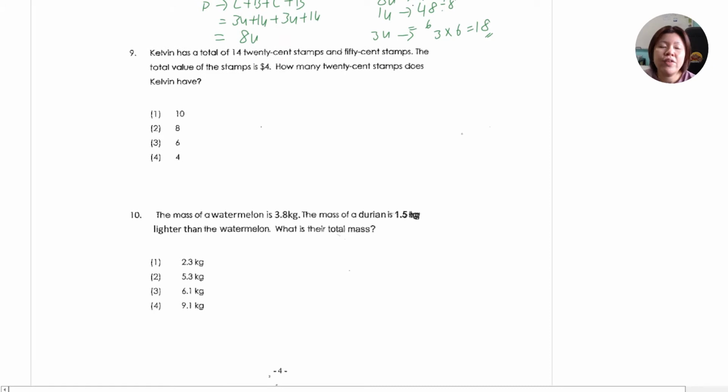Okay, let's move on. Kelvin has a total of 14 20-cent stamps and 50-cent stamps. The total value of the stamps is $4. It's asking how many 20-cent stamps he has. I don't have the individual numbers, I only have the value. So we can use the assumption method, or we can use guess and check. Let's try out guess and check first, which the school normally teaches. You need to draw the table.